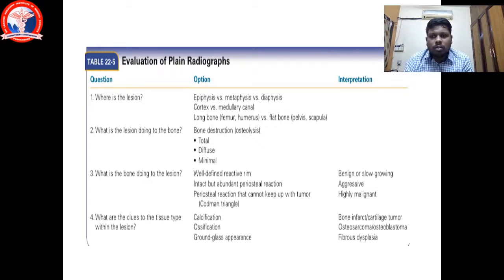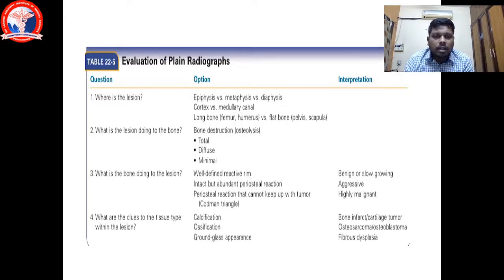Then you should look for what the lesion is doing to the bone, whether it is causing total bone destruction or diffuse or minimal bone destruction. Then what is the bone doing to the lesion: a well-defined reactive ring, or an intact but abundant periosteal reaction that cannot keep up with the tumor growth, that is Codman triangle. The tumor proliferates so fast that periosteal growth cannot keep up. So there is elevation of the periosteum, which forms a triangle-like structure at the junction of the periosteum and the bone. It is Codman triangle.